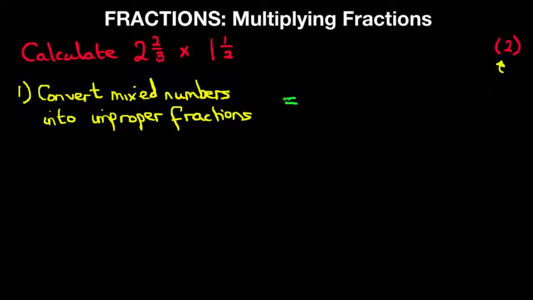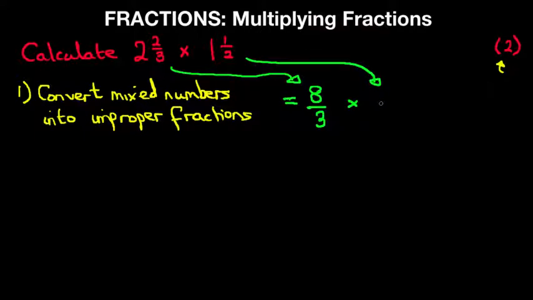Well, the first fraction we have is 2 2/3. This simply becomes 3 times 2 is 6, plus 2 is 8. So 2 2/3 becomes 8 over 3. We put the multiply sign. Now the second fraction, 1 1/2, is simply 3 over 2. So that's the first step.